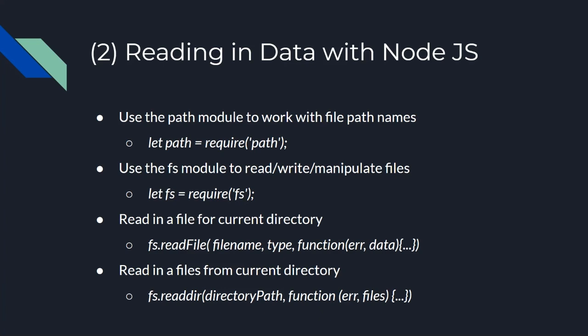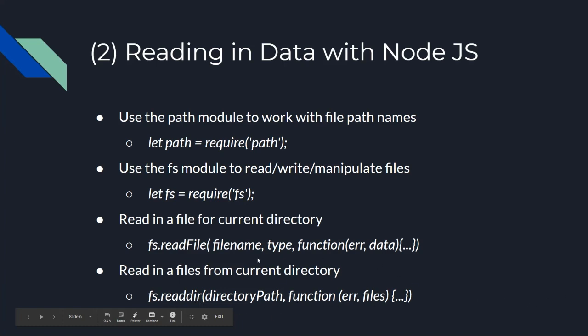The one we're going to be using though is this fs module, which allows us to read, write and manipulate the files in our current directory. If you want to read just one file in your directory, you do fs.readFile, the name of the file, the type, and then an anonymous function with an error parameter that is set if something goes wrong, and otherwise the data will be loaded into the other parameter. And if you want to read an entire directory, an entire folder of files, you'd use readdir with the directory path and the function.